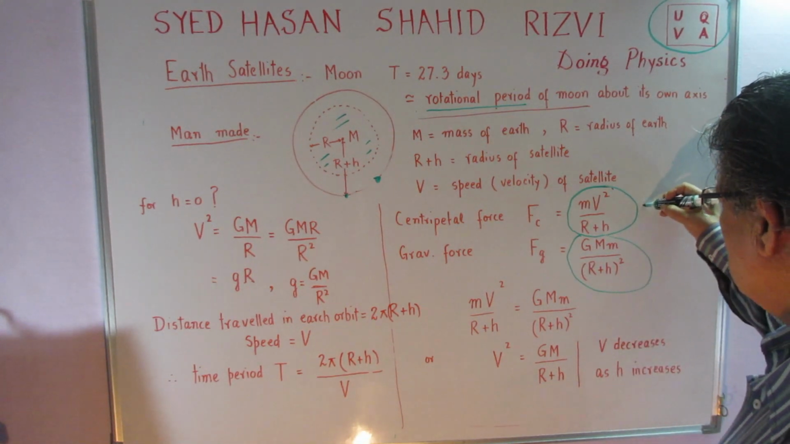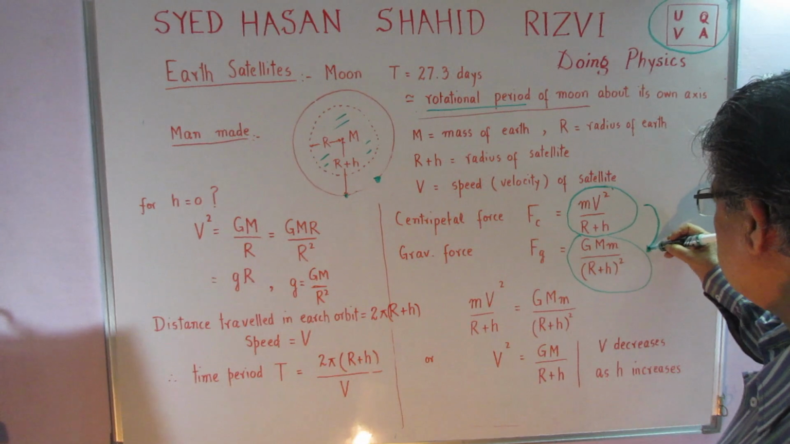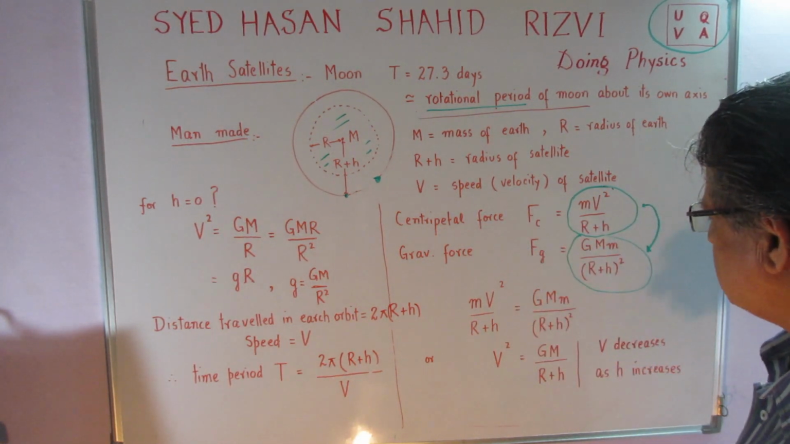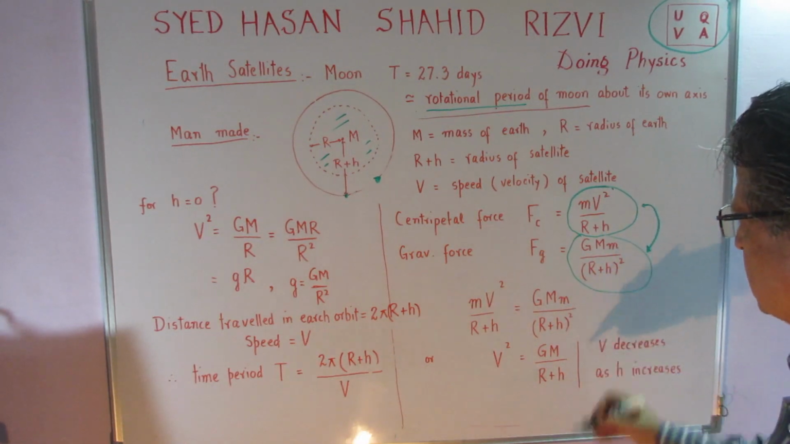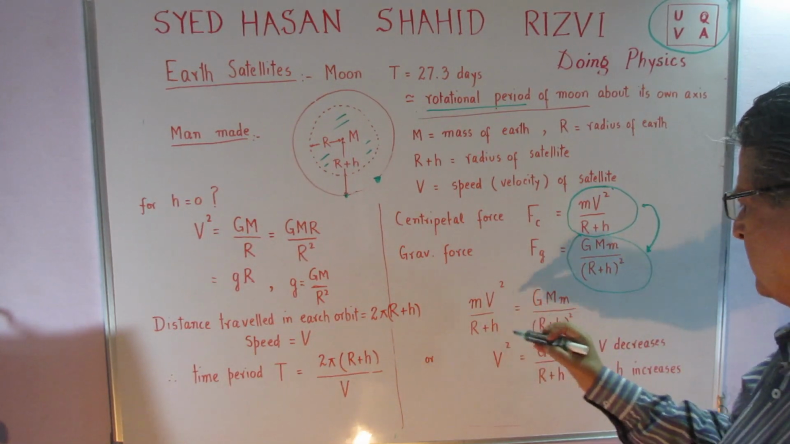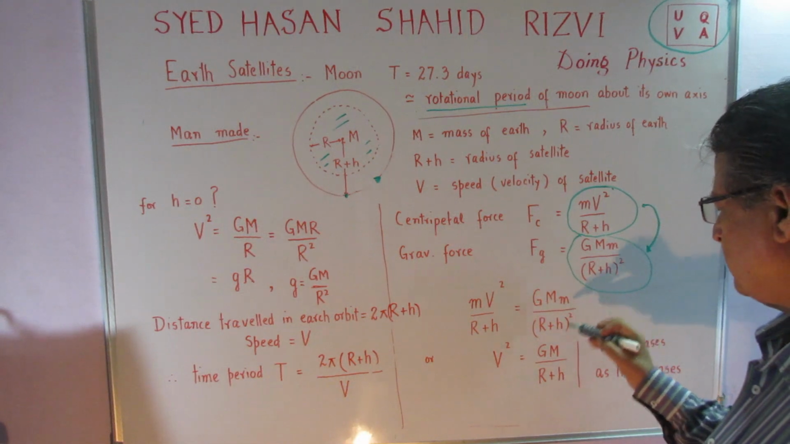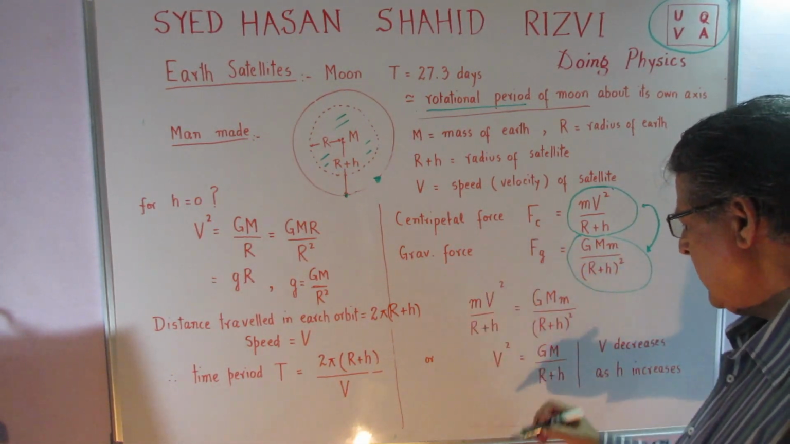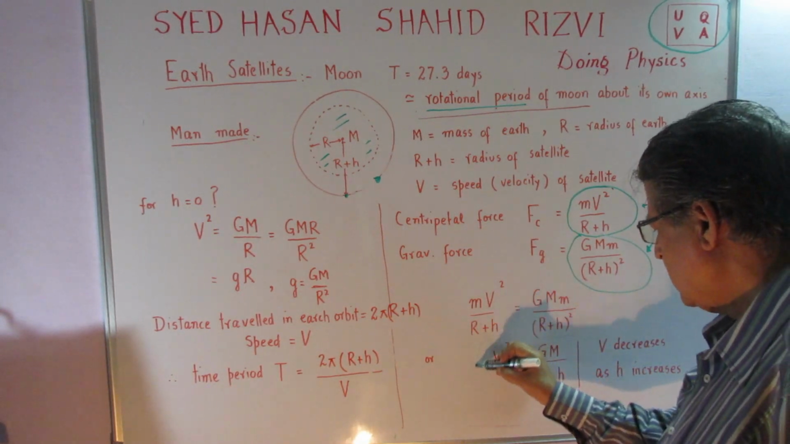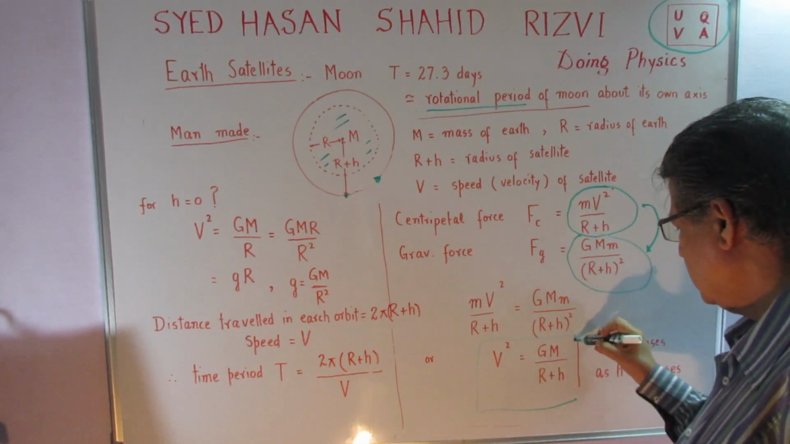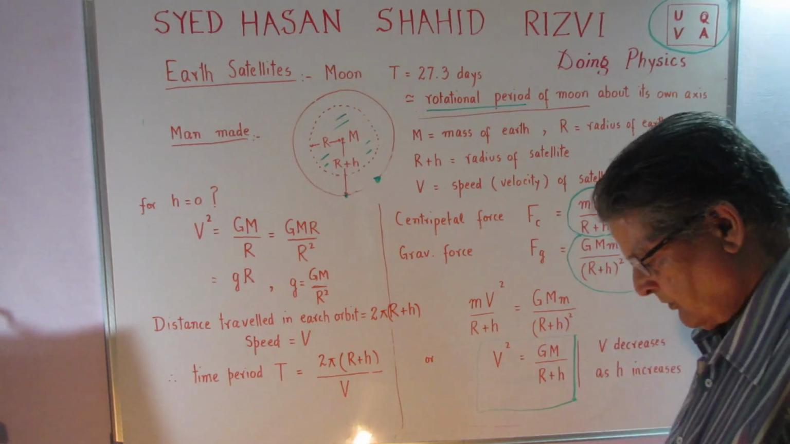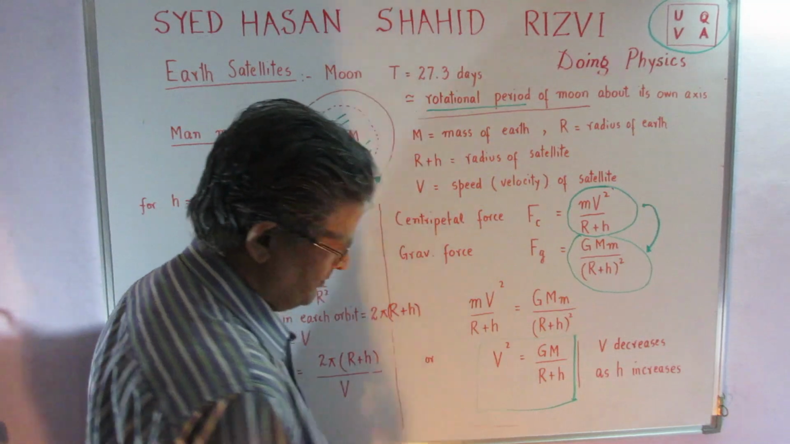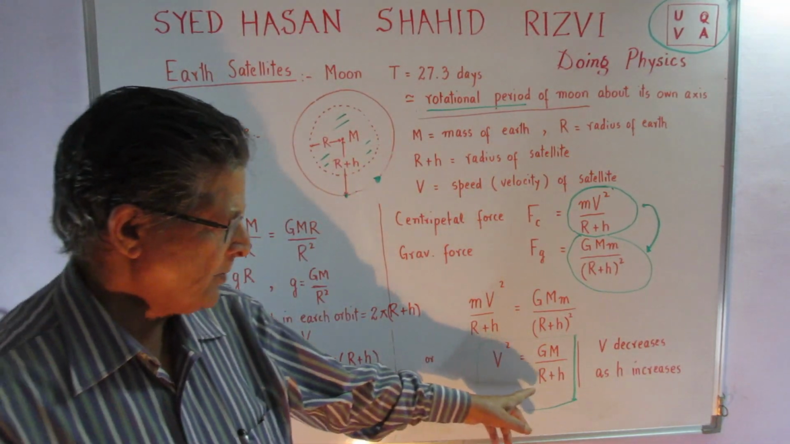So what we do? We equate these two. mv square upon r plus h is equal to capital G Mm upon r plus h whole square. One r plus h and another r plus h cancel out. Small m cancels out with small m, and we are left with the square of the velocity like this. v square is equal to capital G M upon r plus h.